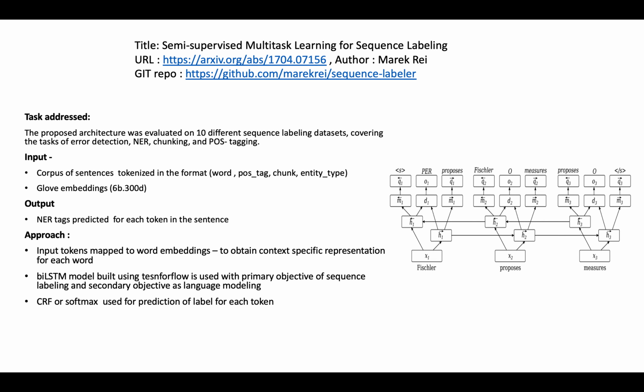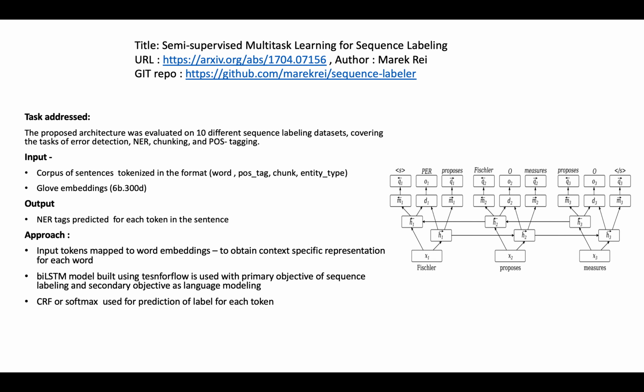So, like this diagram indicates, the forward LSTM predicts what the next word in the sequence could be, and the backward LSTM again predicts what the previous word in the sentence could be. And like the title suggests, it uses a secondary objective of language modeling to enhance the performance of the primary objective, which is sequence labeling. So, predictions of the next word and the previous word are then used internally in the model to predict what the label for the current token could be.